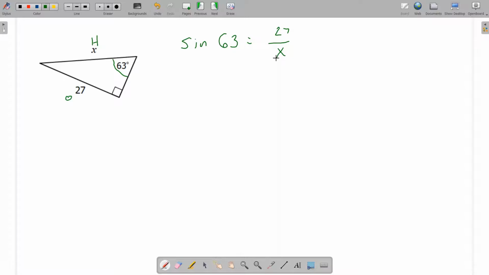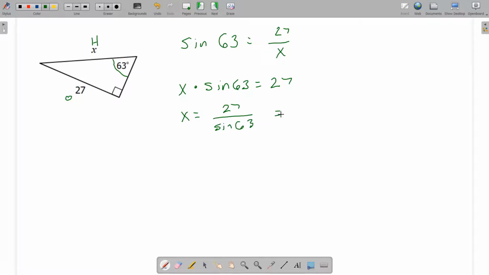Now this is a little bit different here because our variable is in the denominator. So to get that out of the denominator, we need to multiply both sides by x. So we have x times sine of 63 equal to 27. And then we need to divide by sine of 63 on both sides. So x is equal to 27 divided by sine of 63.